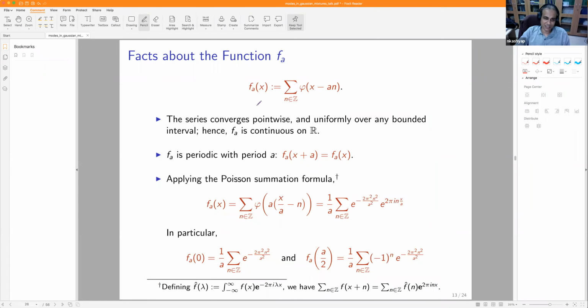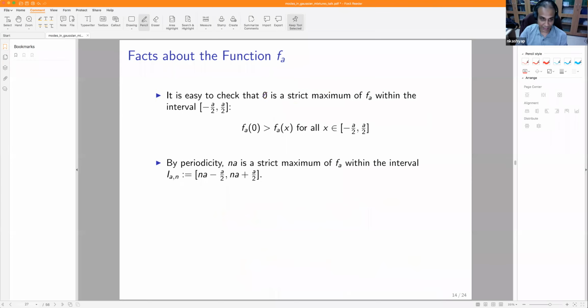It is really not hard to convince yourself that this function has maxima at x equal to 0, a, 2a, 3a, and so on, and minima at the half intervals, like a over 2, 3a over 2, 5a over 2, odd multiples of a over 2, and maxima at even multiples of a over 2. So it's not hard to convince yourself of this fact. With the maxima, it's sort of an exercise, if you like, in analysis.